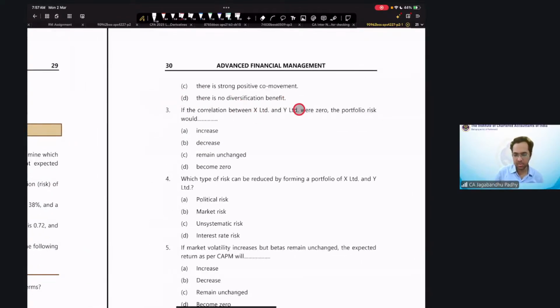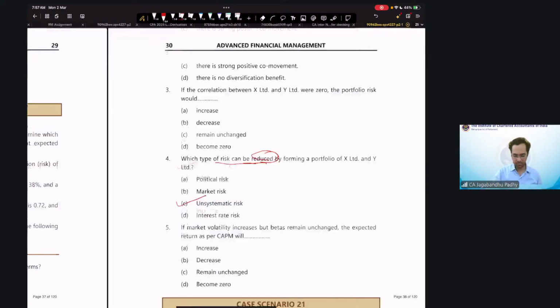If correlation between X and Y is zero, then portfolio risk will decrease, right? Because as the correlation becomes zero, you're going to have a decreased portfolio risk. What type of risk can be reduced by forming the portfolio? You can reduce the unsystematic risk.